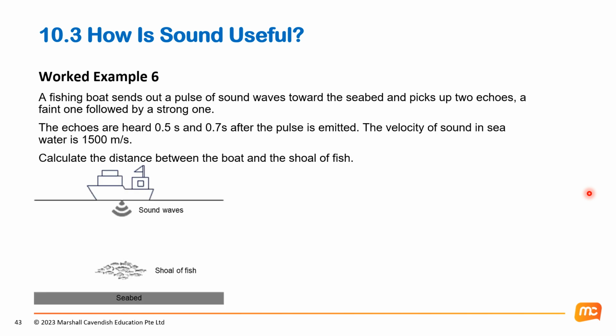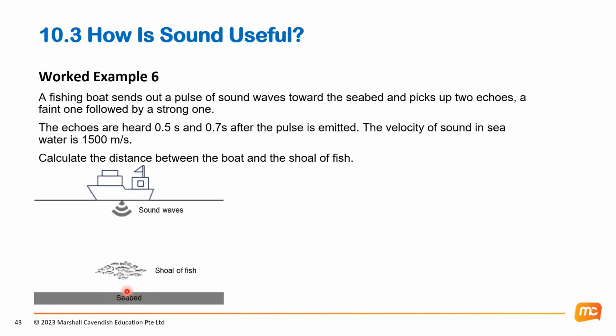Now for our next worked example, a fishing boat sends out a pulse of sound waves towards the seabed and picks up two echoes, a faint one followed by a strong one. Now, before I even go on to the question, why would the shoal of fish give off a faint echo while the seabed gives off a strong echo?